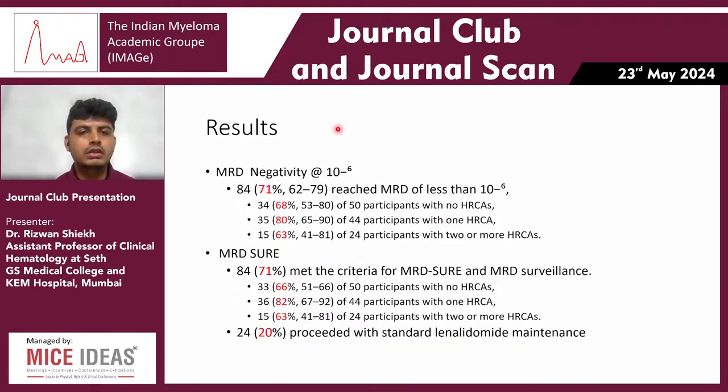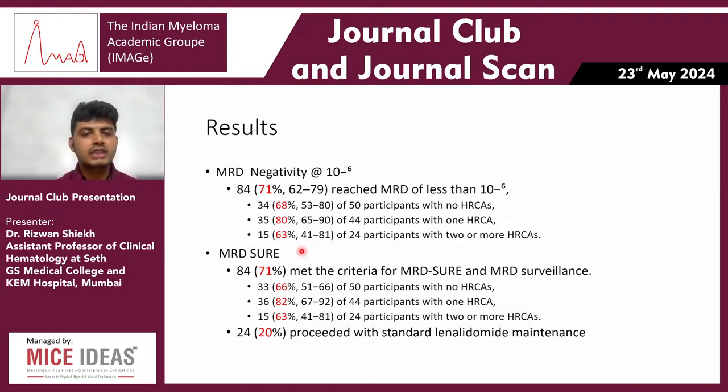Now, coming to the exploratory analysis, that is MRD negativity at the power of 10⁻⁶. In this, almost 71% achieved this level of MRD negativity, with 68% in no high-risk abnormalities, 80% with one high-risk abnormality, and 63% in two or more high-risk abnormalities.